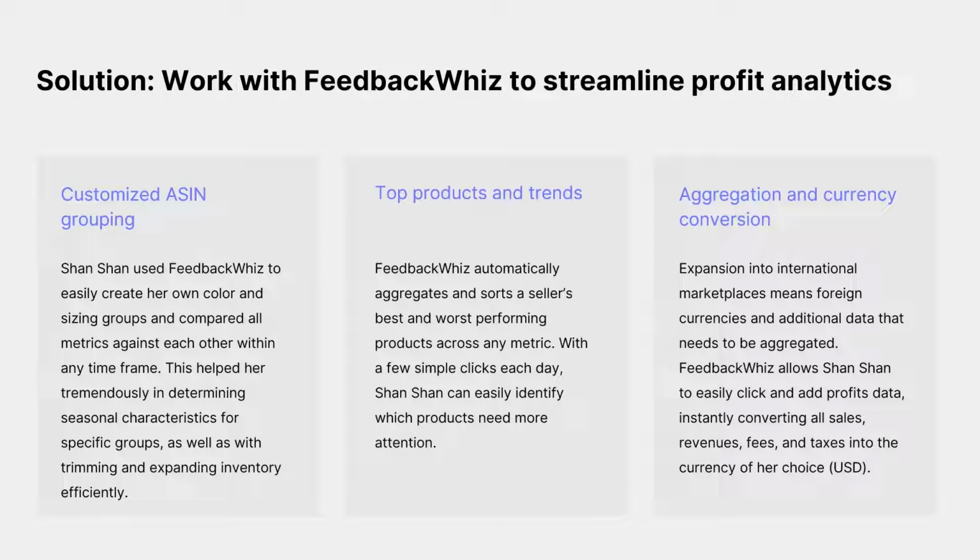Or you can pull things and see that you're actually losing money in certain areas and then say, hey, I'm going to kill that so I don't bleed out things where I'm growing to things where I'm losing on. And this insight and being able to have it so customized really can take your Amazon business to the next level of profitability. Also, FeedbackWiz will automatically aggregate and sort your best and worst performing products across any metric.